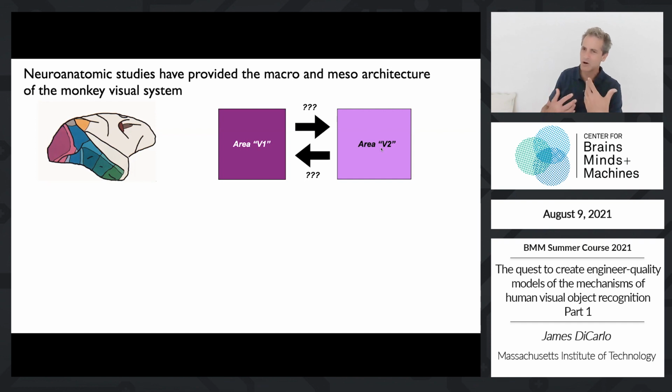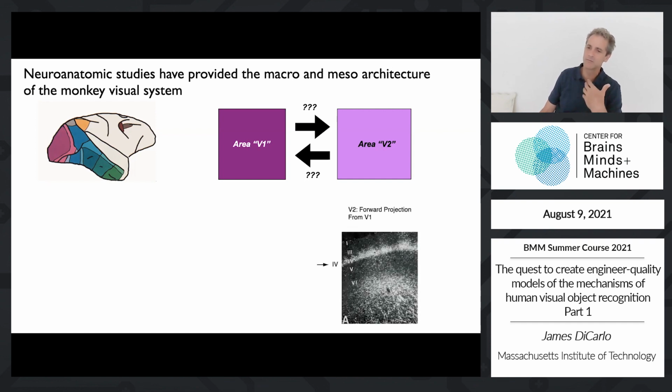But how do we know that V2 is downstream of V1? I just want to remind you, because I don't think this has been covered, the reason we know this is because of decades of neuroanatomy where people make injections in visual area V1 here in the back, and then they look at where those projections go in areas like V2. They see certain patterns of projection.